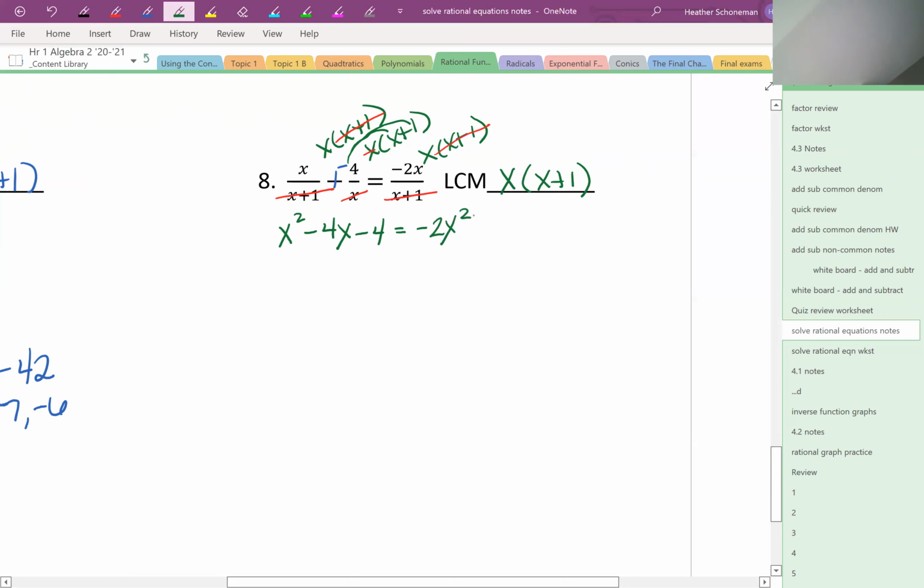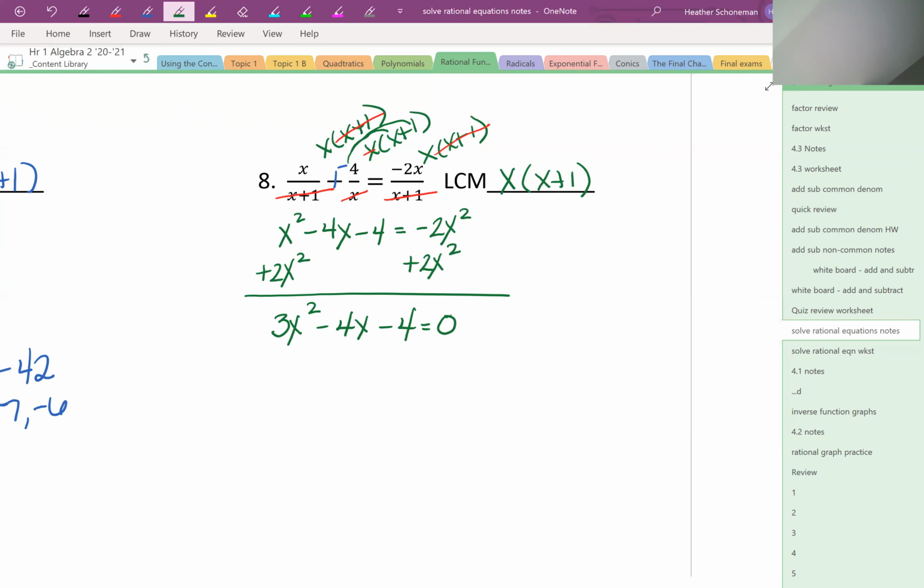-2x squared. So because I have an x squared, it's quadratic, I need to set it equal to 0, and I want my x squared to be positive. So I'm going to add 2x squared to both sides. So x squared and 2x squared is 3x squared, and then minus 4x minus 4 equals 0. So I set it equal to 0. The next step is to factor.